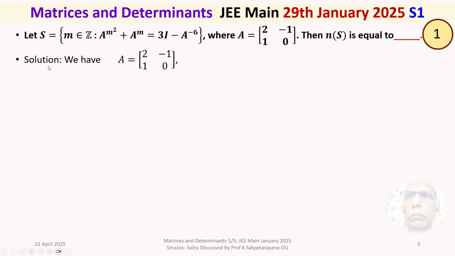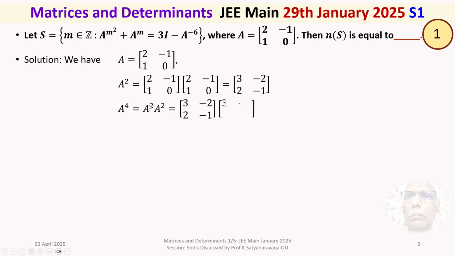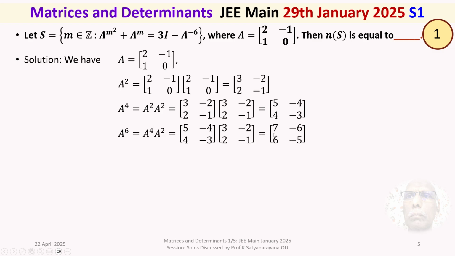Let's now discuss the solution of the problem in detail. We have A as this 2 by 2 matrix. A square, multiply A with A and write down. So A square is 3, minus 2, 2, minus 1. And we compute A power 4 as A square into A square and you get this matrix. We also compute A power 6, that is A power 4 into A square, and we get the matrix 7, minus 6 and 6, minus 5.